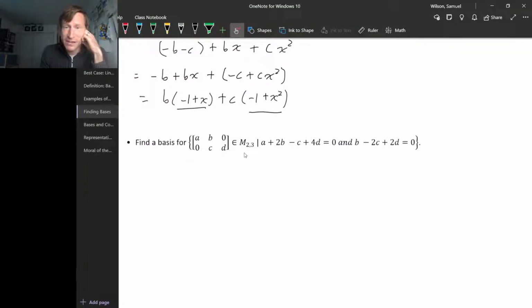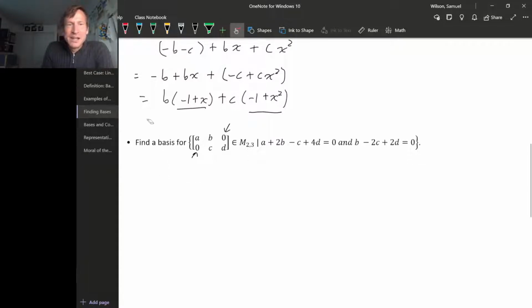this subspace of M2,3. So I will insist that there be zeros in these, but also we have these relationships among the non-zero entries. All right, well, as in the previous example, we can use these relationships to change our description of what these matrices are in a way that will split them into non-free variables and free variables. So our relationships are a plus 2b minus c.